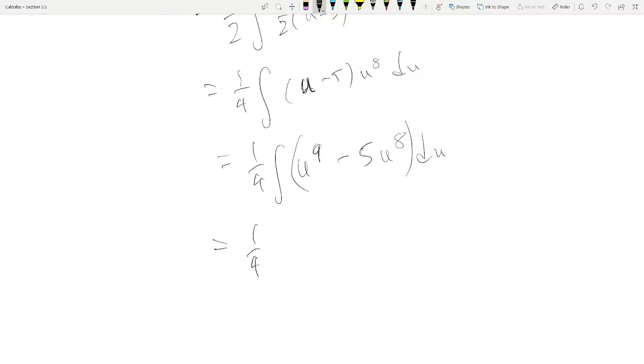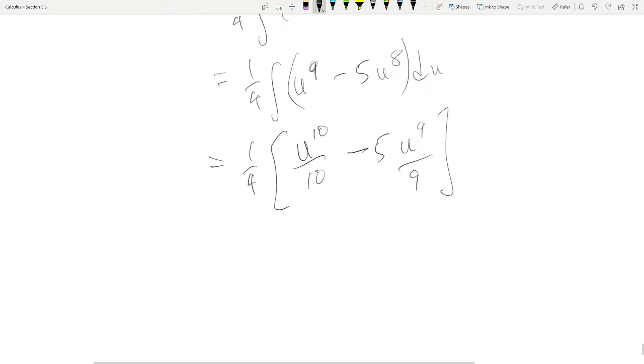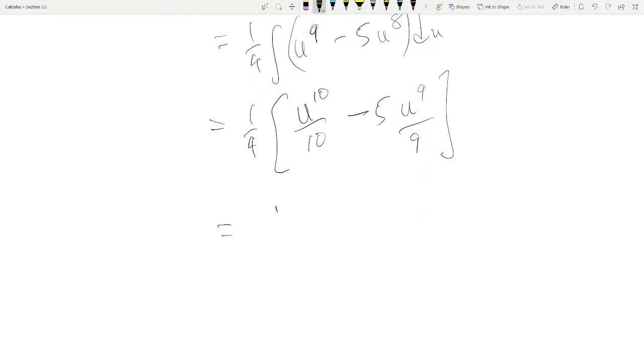Okay, I have 1/4, and then on the inside, I'm going to have u to the 10th over 10 minus 5 u to the 9th over 9. And then we'll clean all that up. We get u to the 10th over 40 minus 5 u to the 9th over 36, all plus c.